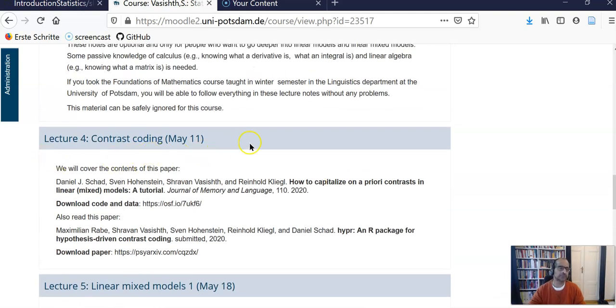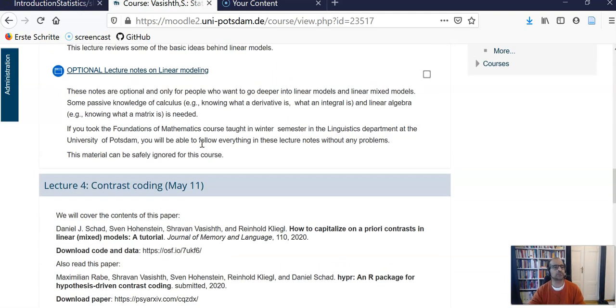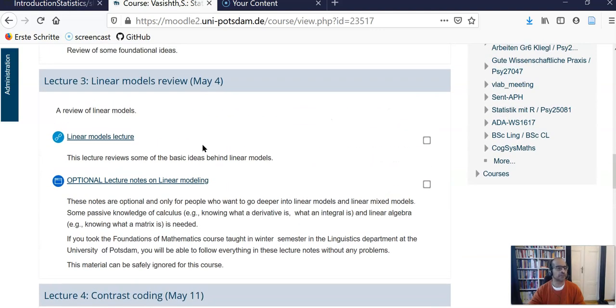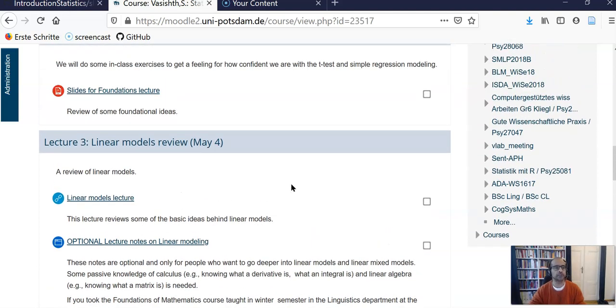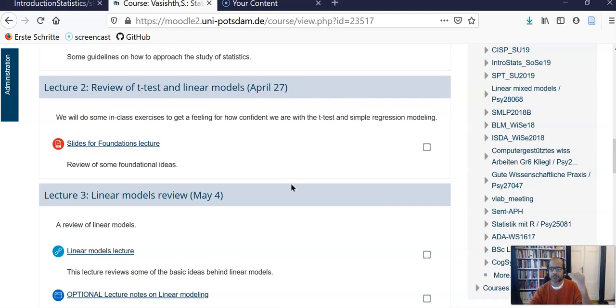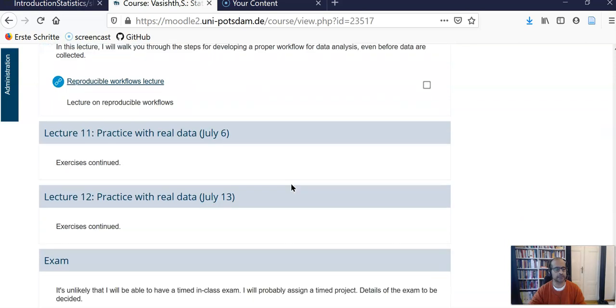I will ask you simple questions about contrast coding, nothing very complicated. I will certainly not ask any questions about matrix algebra or the matrix formulation of the linear mixed model. Okay, so I want to test only your intuitive understanding in this course, your practical understanding. No theoretical details will be presented in the final exam.